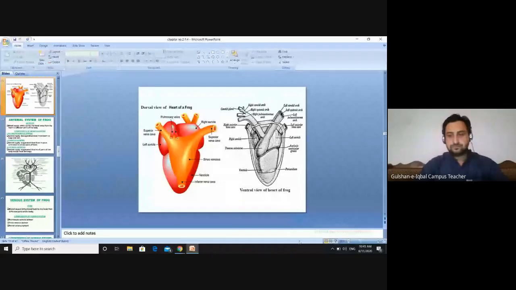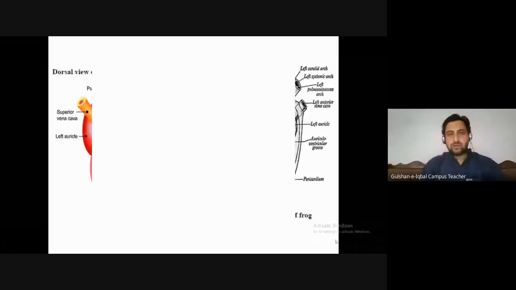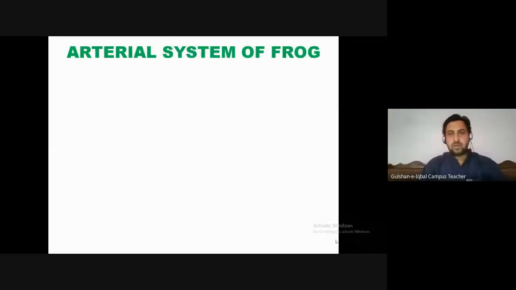Now, next topic is arterial system. Very much important topic this is, arterial system of frog. It means that we are going to discuss the arteries of the frog, especially the main arteries of the frog. And the question can be asked in exam as well.